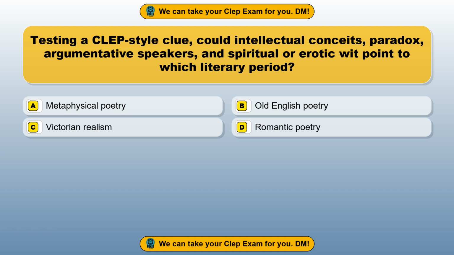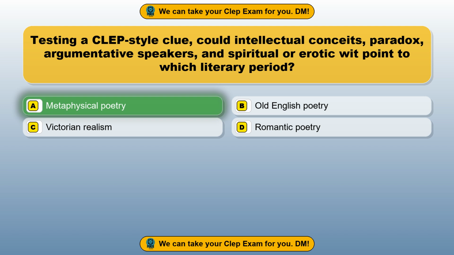Question 54. Testing a CLEP-style clue, could intellectual conceits, paradox, argumentative speakers, and spiritual or erotic wit point to which literary period? Option A, metaphysical poetry. Option B, Old English poetry. Option C, Victorian realism. Option D, romantic poetry. The correct answer is option A, metaphysical poetry.